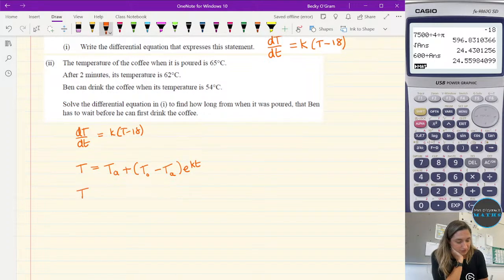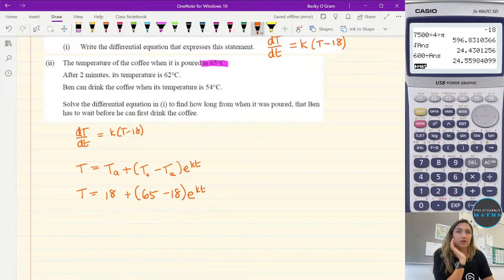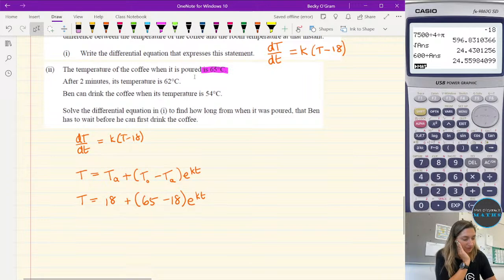So the ambient temperature is 18. The initial temperature is 65. And we put in the 18 there, e to the kt. So the temperature of the room plus the difference in temperature multiplied by e to the kt, because we had this k involved here, a constant we need to work out. Now we're going to use the other information in the question to work out the missing pieces.